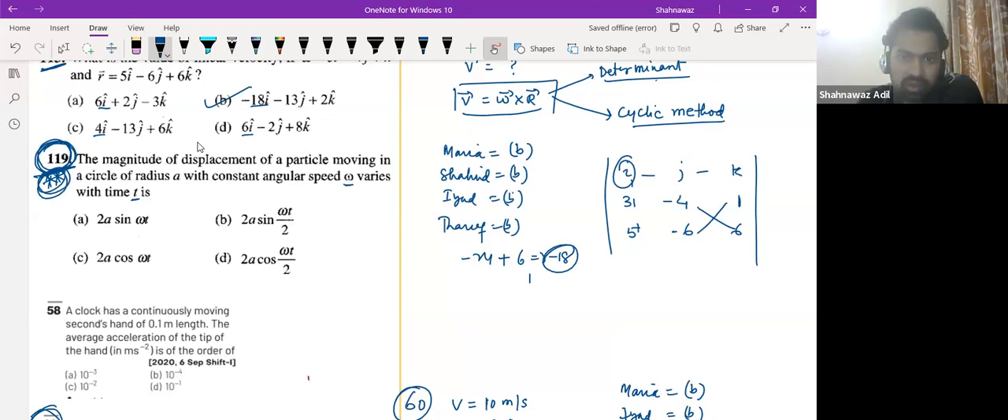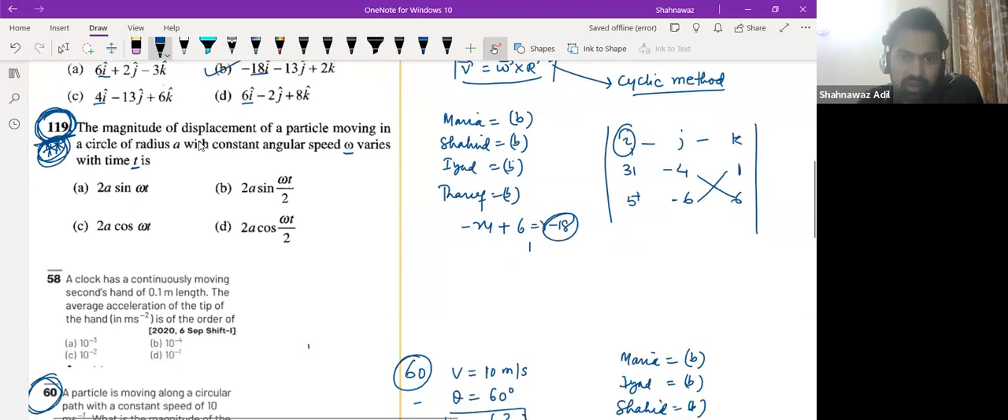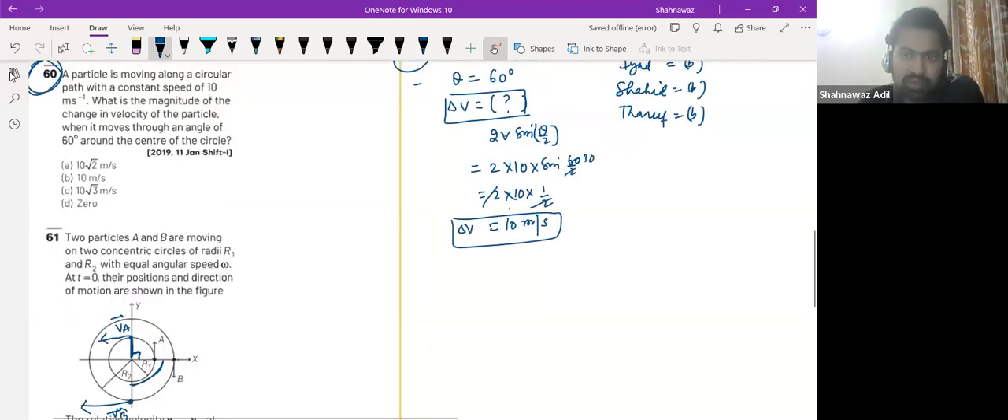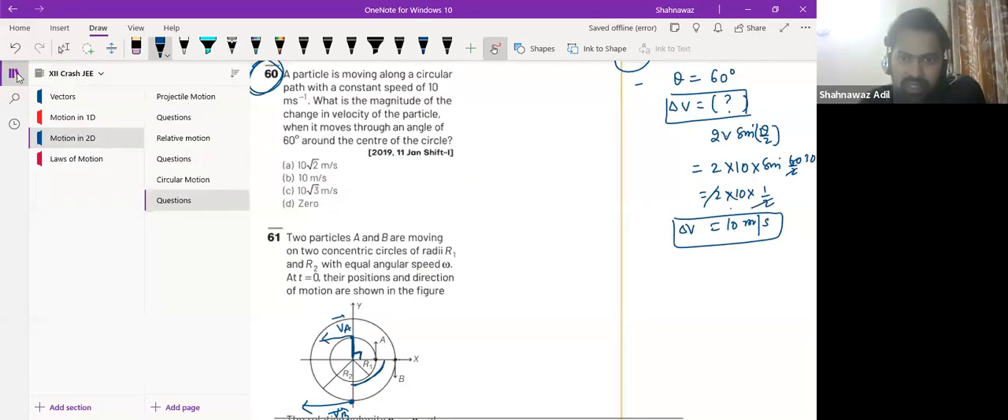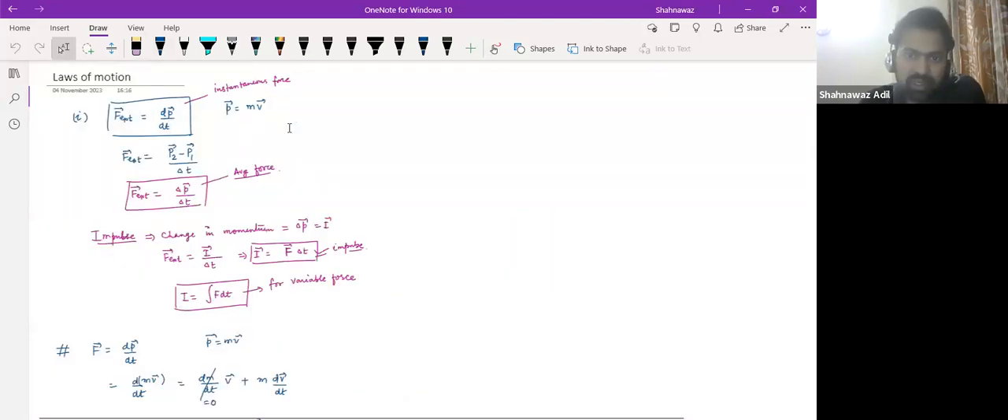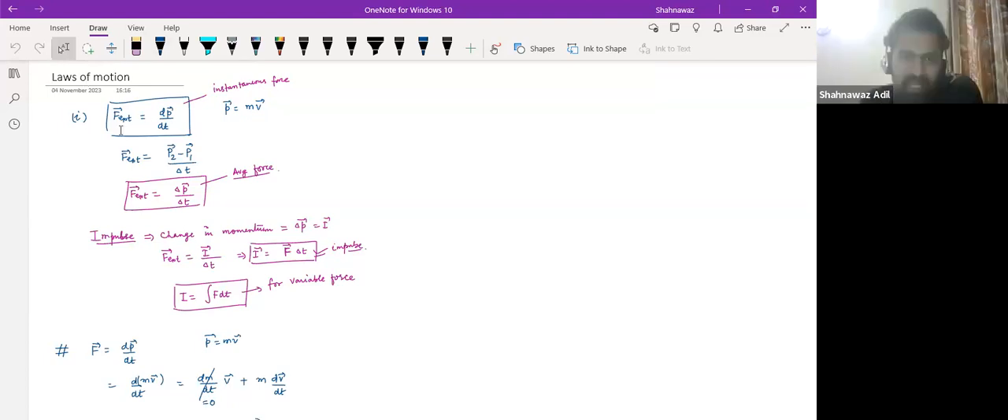Okay, so the rest of the questions are there. Let us move on to the next chapter, which is laws of motion. The first topic of the laws of motion chapter is laws of motion itself, right? And this is particularly the second law of motion. First law talks about inertia, that thing you guys already know. The second law is about the force, external force. Third law is action and reaction.